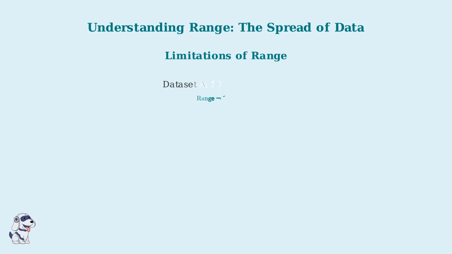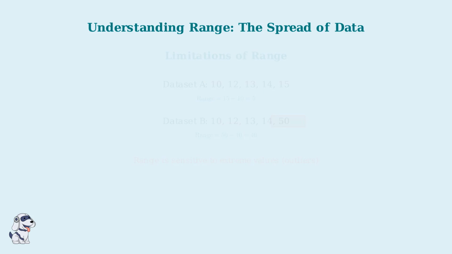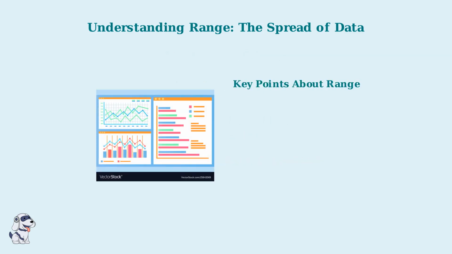However, range has an important limitation. It's very sensitive to extreme values or outliers. Let's see this with two similar datasets. Dataset A has values from 10 to 15, giving us a range of 5. Dataset B has almost identical values, but one outlier of 50. This single extreme value changes the range dramatically from 5 to 40. Range can be applied to data displayed in various chart formats, as shown here.